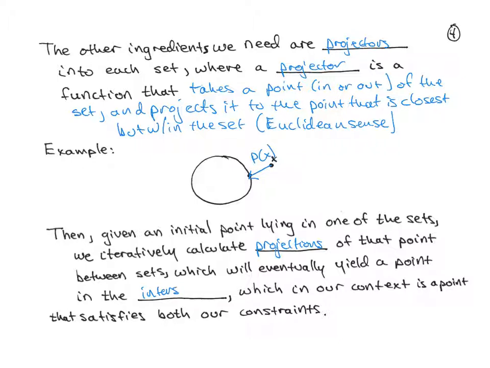You can show that if you keep doing this over and over again, taking the current point and projecting it to one set and then back to the other set, back and forth, the fact that you're always bringing it to the closest point in the other set means that eventually you'll get to a point in the intersection of the two sets, which in the context of our problem is a point that satisfies both of our constraints, since our constraints are defined as sets.